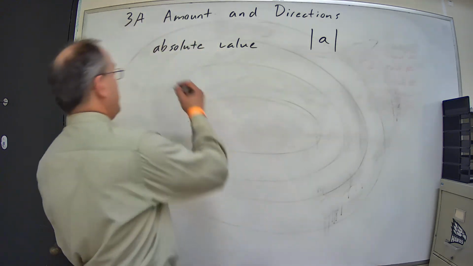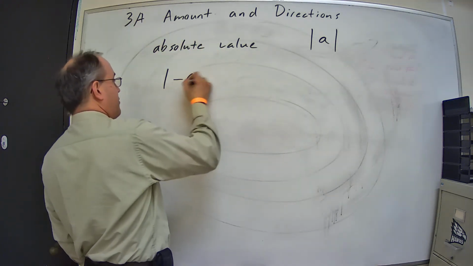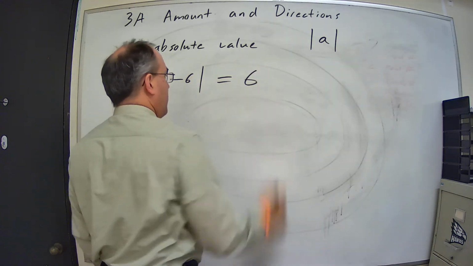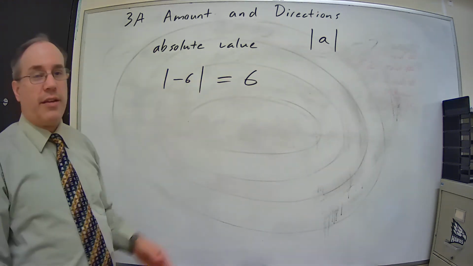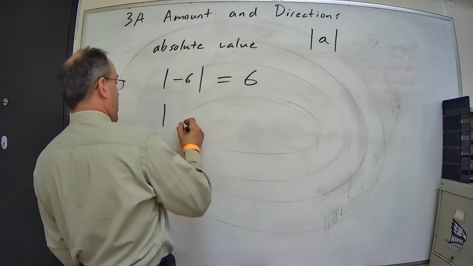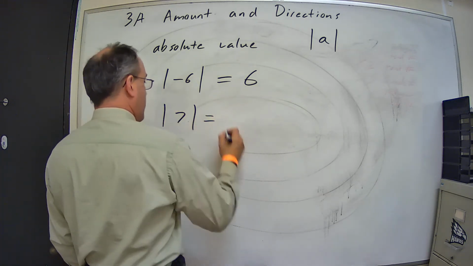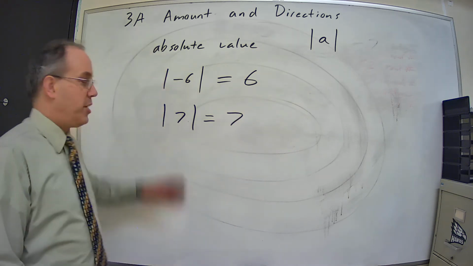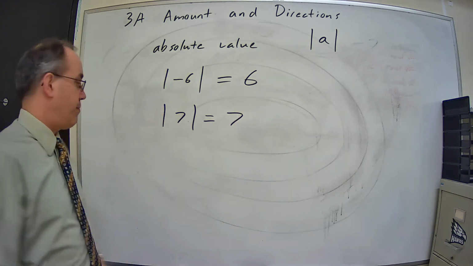So if I take the absolute value of -6, that's going to be 6. We just got rid of the negative sign. Boom, gone. If I say the absolute value of 7, that's going to be 7, because if we get rid of the sign, we still just have 7.